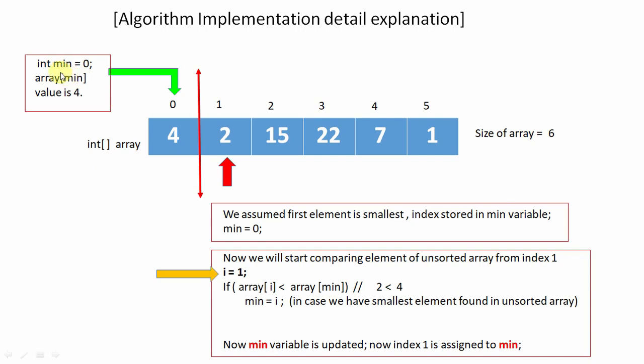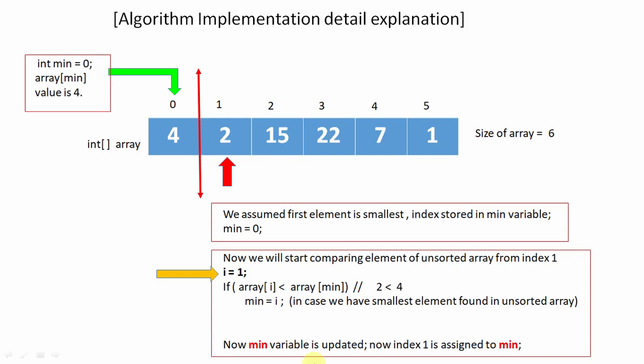int min is equal to 0. As you can see, we have a value 4 at index 0. We have assumed this is our minimum, smallest element. This is our smallest element. Okay, now the second point is saying we have to start comparing the unsorted elements with this. Okay, so here is the line. We assumed the first element as the smallest element and we have stored its index in the min variable.